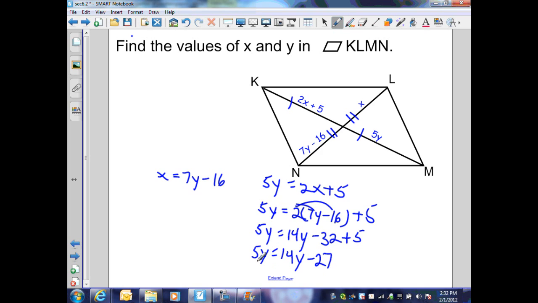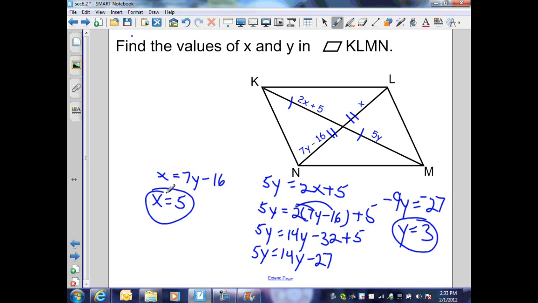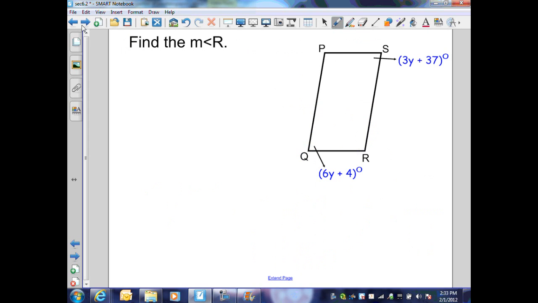Let's subtract 14y on both sides. When I do that, I get negative 9y equals negative 27. Therefore, when I divide by negative 9, y equals 3. Let's find the other value, which is x. Let's substitute y into this expression. X equals 7 times 3, which is 21, and 21 minus 16 is 5. I found the value of x and y, and if I needed to, I could substitute in to find all my lengths, but all they asked me for in this problem is to find the value of x and y.